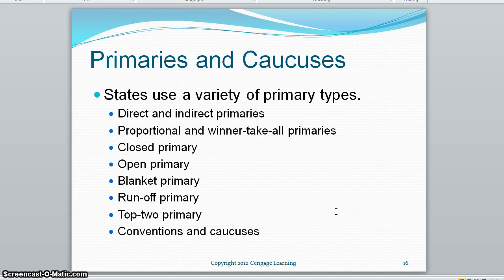A runoff primary is held when no candidate receives an absolute majority in a primary. A second primary is then conducted between the top two contenders. In a top two primary, such as California's, all candidates appear on the same ballot regardless of party, and the two receiving the most votes move to the general election. A party candidate also could be selected through the caucus or convention system.